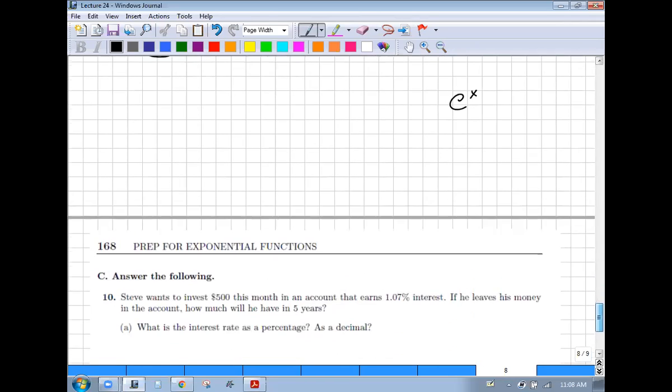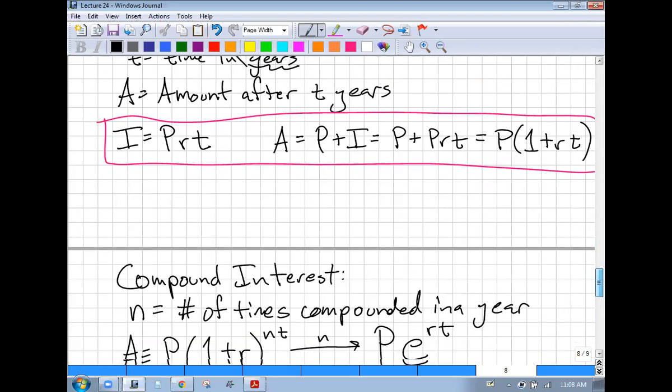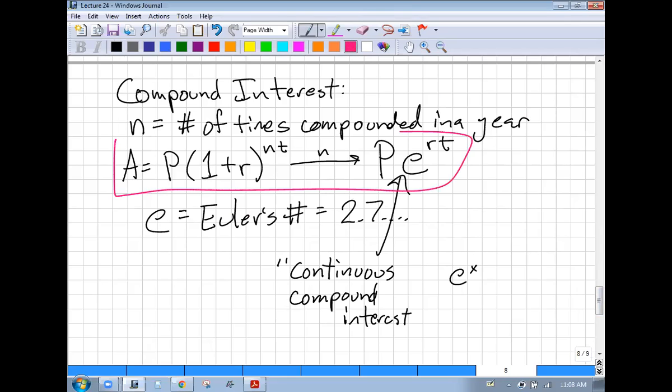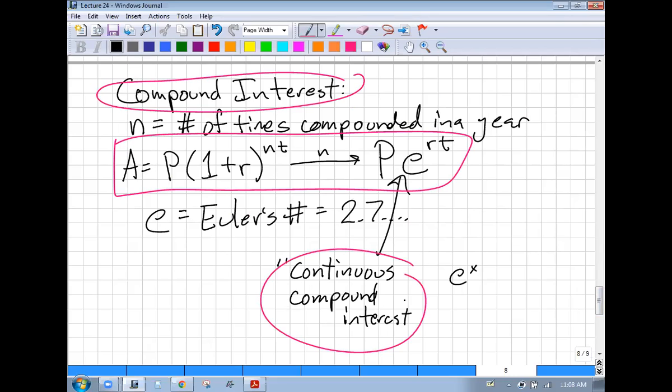So you'll have 3 different formulas: simple interest, compound interest, and continuous compound interest. So this one is continuous compound interest, or continuously compounding.